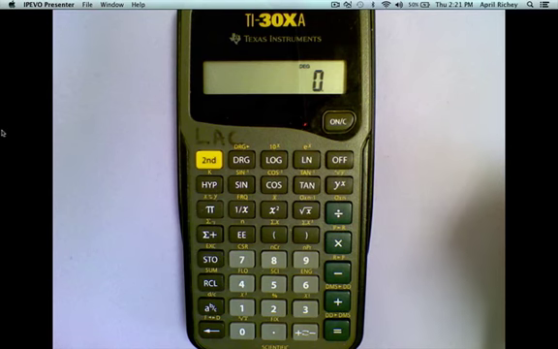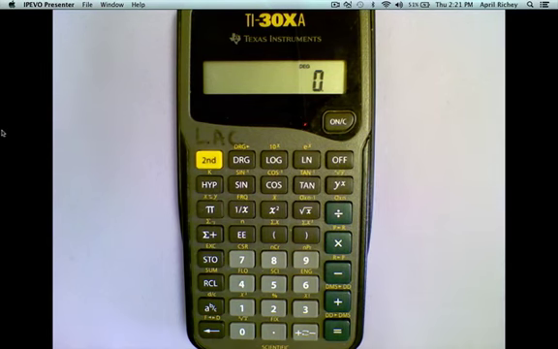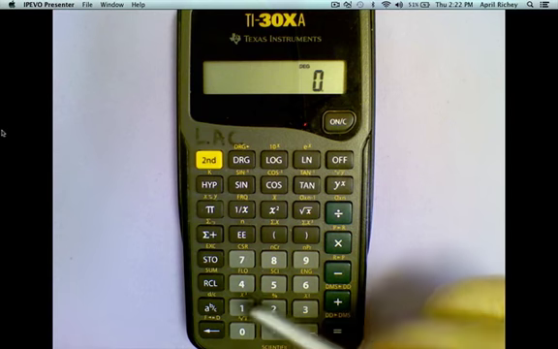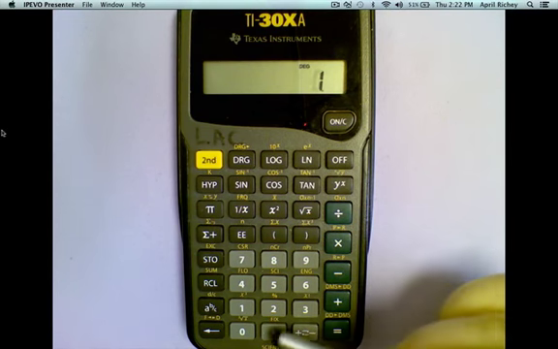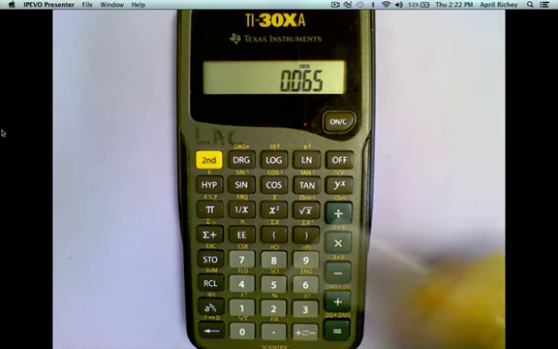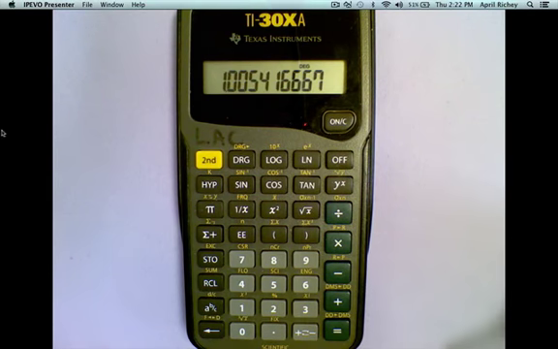So now let's look at the problem from the notes. I'm going to begin with the parenthesis in the numerator. So I have 1 plus 0.065 divided by 12. So 1 plus 0.065 divided by 12 and press equals. And that gives me 1.005, and that decimal continues on.